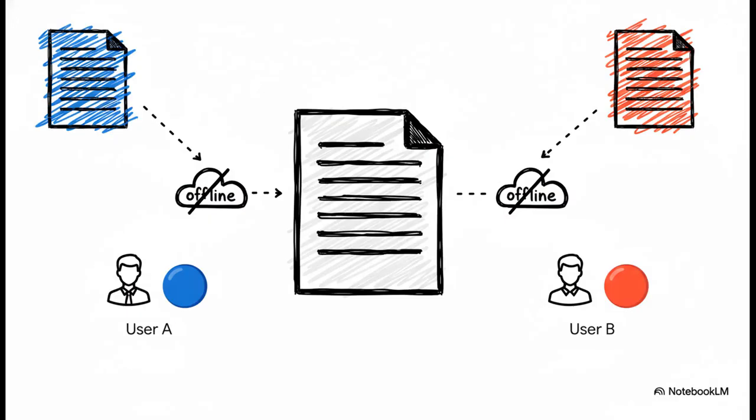Okay, let's make this super simple. Imagine you and I are editing the same sentence, but our Wi-Fi cuts out. I change the end of the sentence to say "is blue." You, on your computer, change it to "is red." Now, what happens when we both get back online?